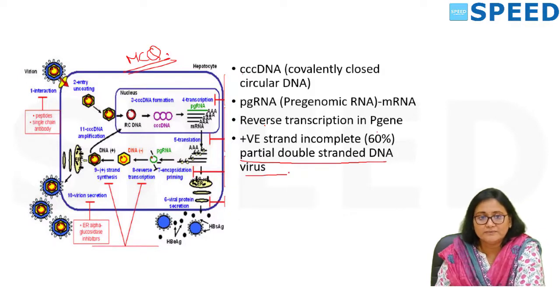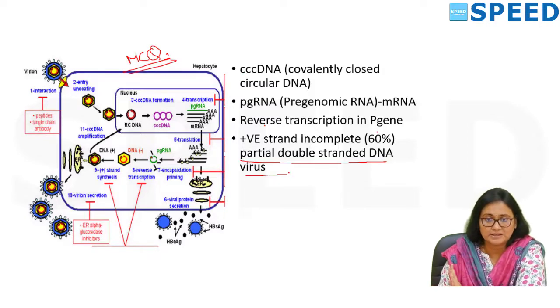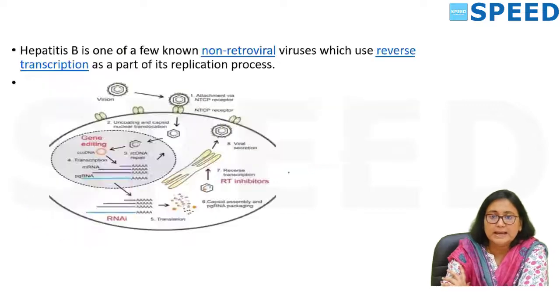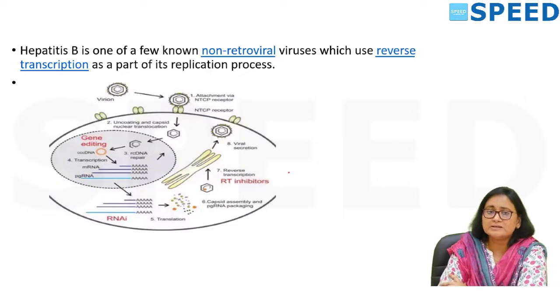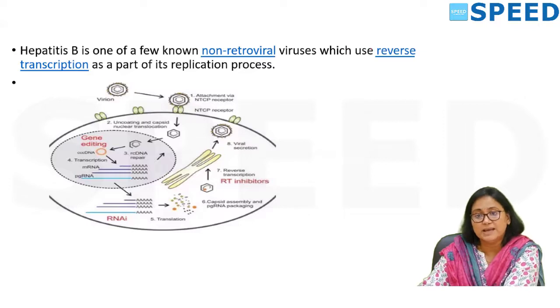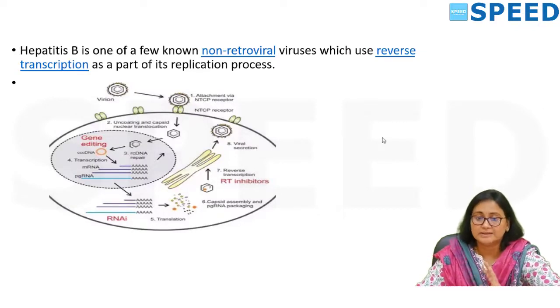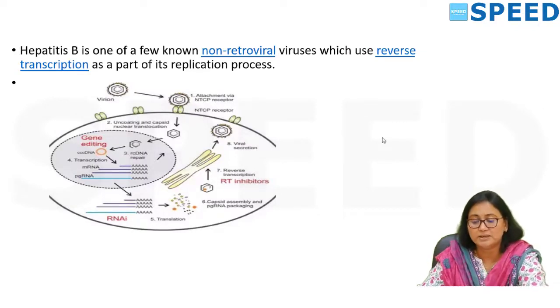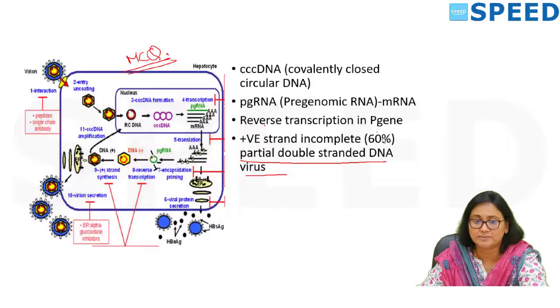So, you will see it's a DNA virus which is not completely double-stranded, a partially double-stranded DNA virus that you will see, and hepatitis B virus is the only non-retrovirus which uses reverse transcription as a part of its replication. That you have to keep in mind when you get the life cycle of hepatitis B virus.